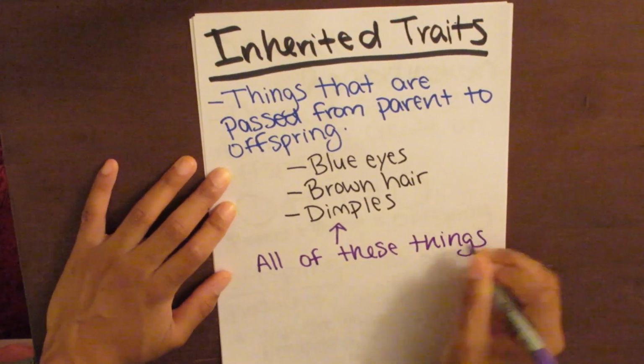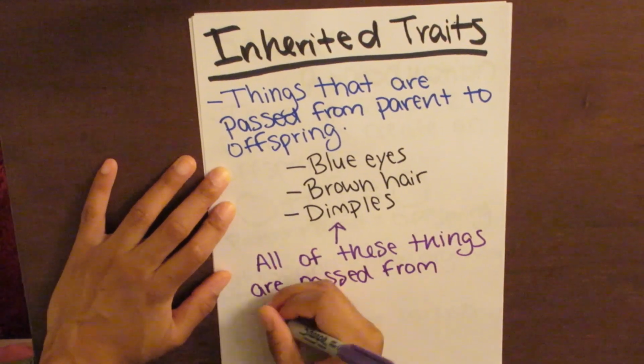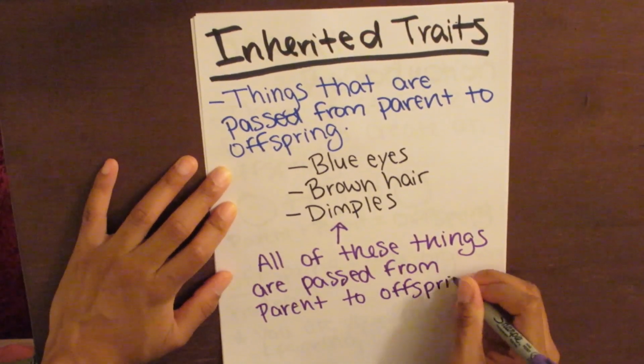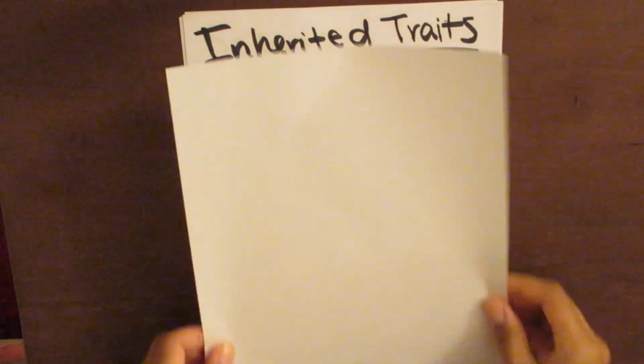So all of these things are passed down from parent to offspring. Remember, offspring is just the organism that is produced. You can either have an offspring that's the same as the parent or different, where there are different parents.